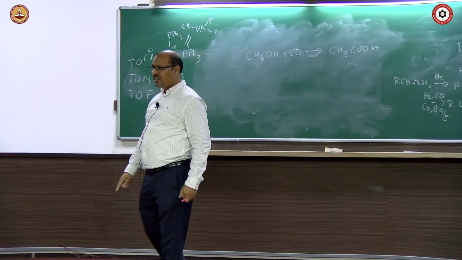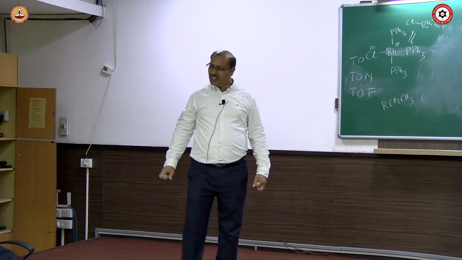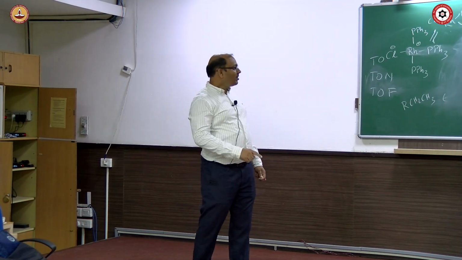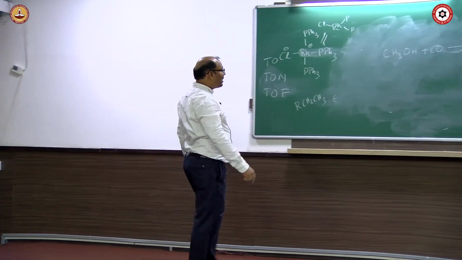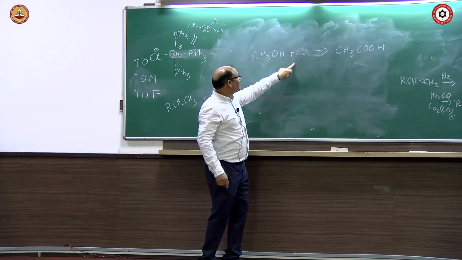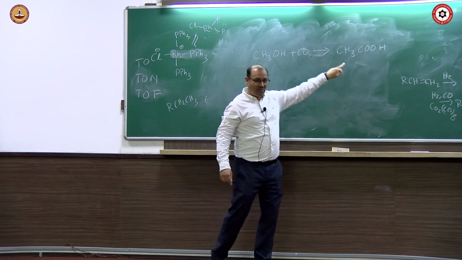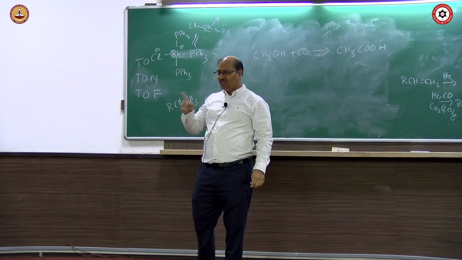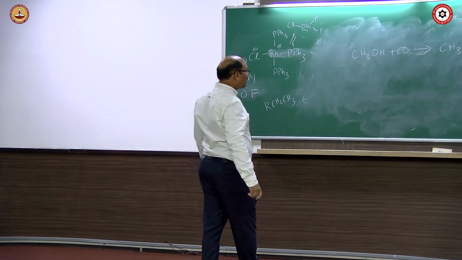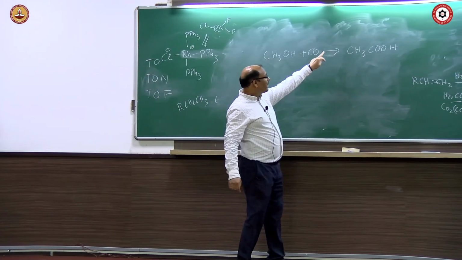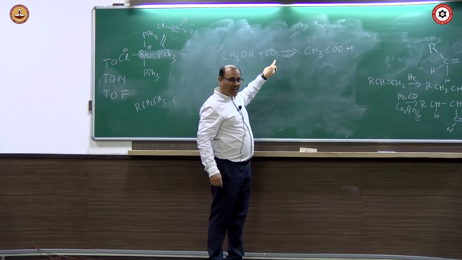CH3OH methanol, CO carbon monoxide. CH3COOH is acetic acid. So methanol goes to acetic acid. Again it appears like CO enters inside here, right? But that is not so. It appears like this from this reaction, but the mechanism shows something else. The end product may be so. And in this, there are a few other things. Some catalyst is required, some co-catalyst is required, some other things are required here. Find out what those are.